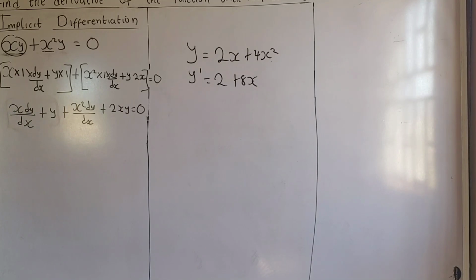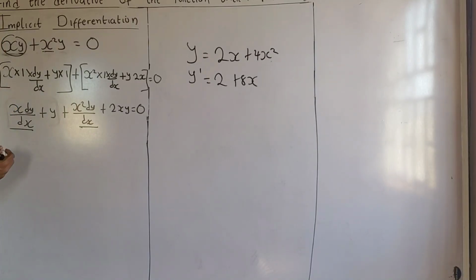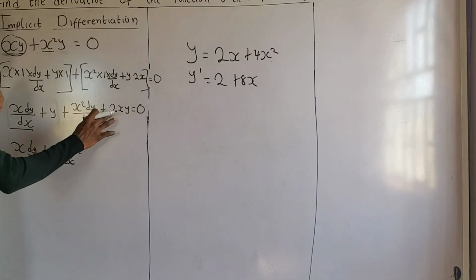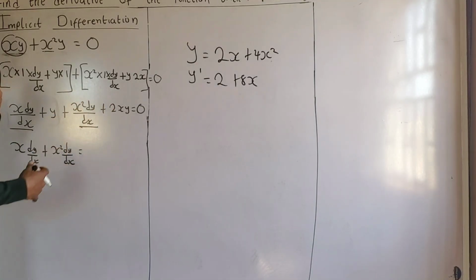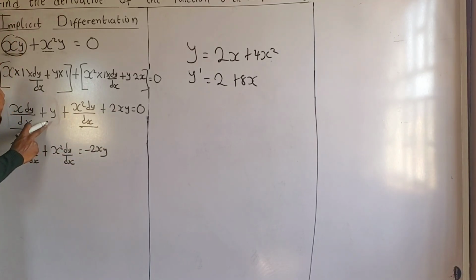Having gotten to this point, the next step is that you have to collect like terms. The terms that have dy/dx, for example, this term and this term, you have to bring them together. So I'm going to have x dy over dx plus x squared dy over dx. Okay. I'm going to take this 2xy to the right hand side of the equation. It's going to become negative 2xy. So I'm going to have negative 2xy. Now, what of this y?